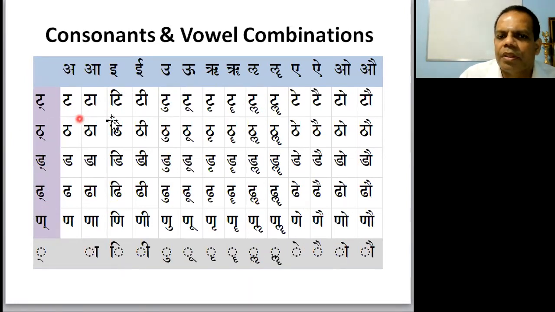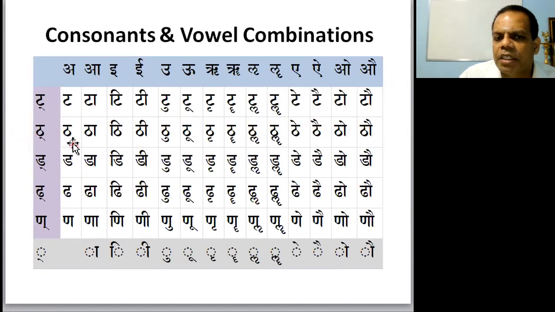Ta, ti, tu, tr, tl, te, tai, to, tau. So that's the first consonant in the ta varga.